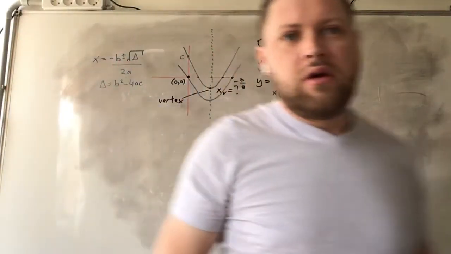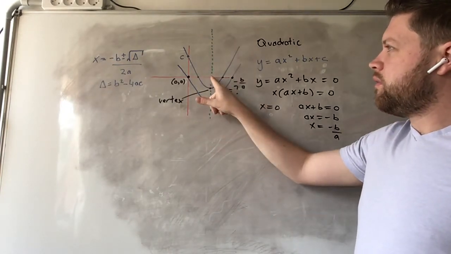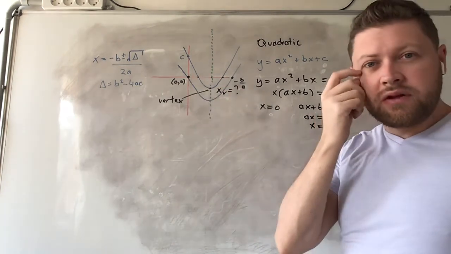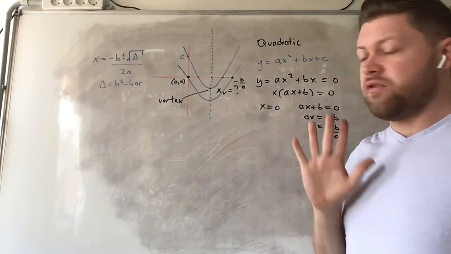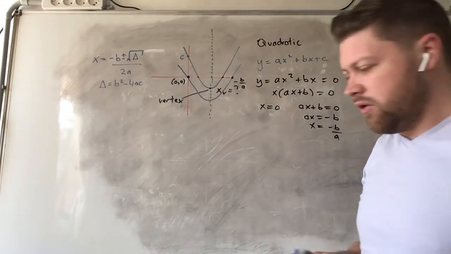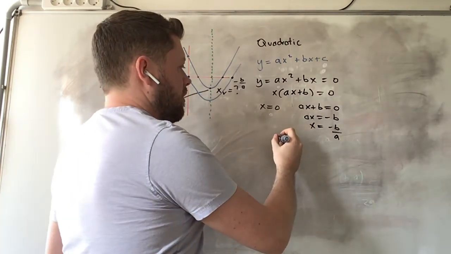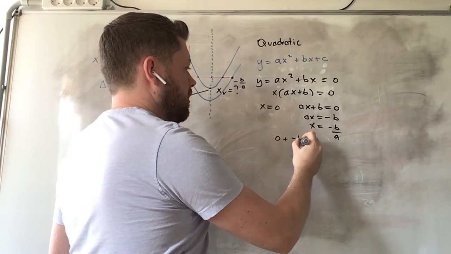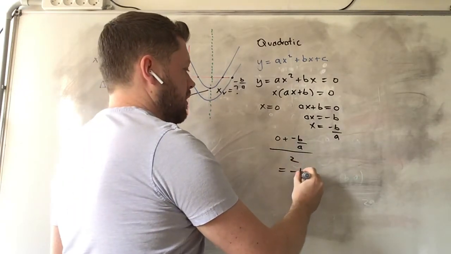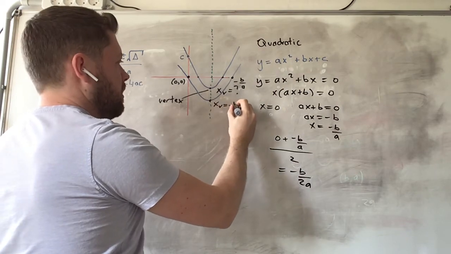Now we can use symmetry, because this parabola is symmetric about this line of symmetry. That means that where this line of symmetry crosses the x-axis is exactly halfway between this point and this point. It's exactly halfway between the two roots. It must be, because it's a symmetric graph. My graph isn't very good, but you get the idea. So, halfway between 0 and minus b over a, well that's 0 plus minus b over a, divided by 2. It's halfway between these 2 points, which is minus b over 2a. So the x coordinate of the vertex is minus b over 2a.